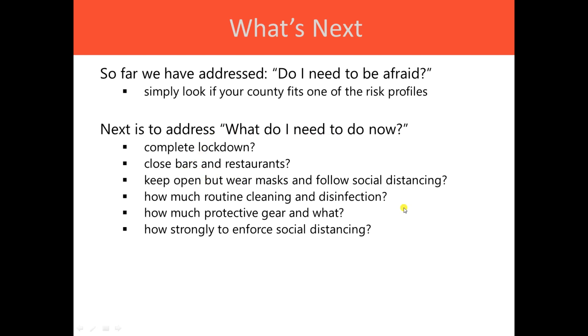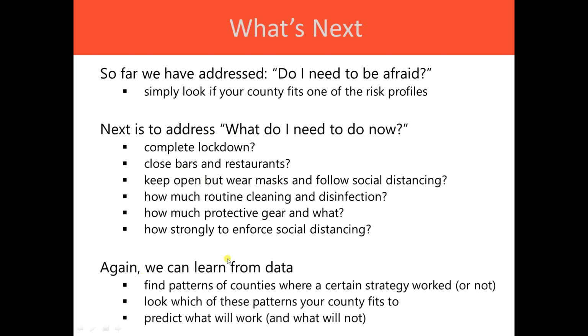How much disinfection do I need to recommend? How much protective gear should I ask people to wear? And how strongly do I need to enforce social distancing? Do I need to lock down everyone? Do I need to give tickets when people don't comply? There are all kinds of things that people have done, right? It works for some, it doesn't work for others. So what you can do basically is learn from the data.